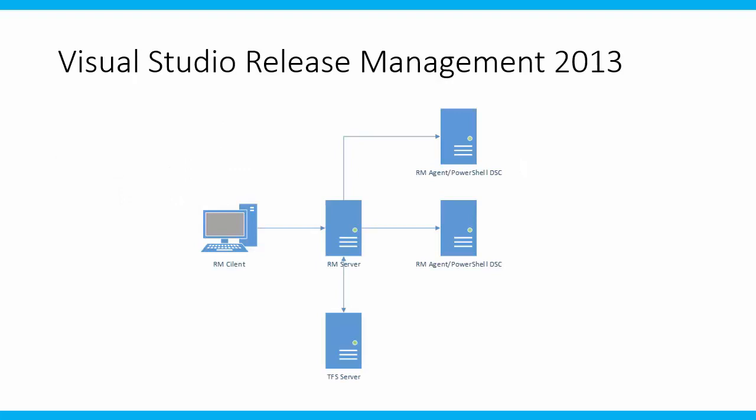How is that actually architected? So we have the client that is basically connected to the RM server. The RM server is in turn connected to RM agents. I only have two here, but you can have as many as you want. Or you can connect to a PowerShell DSC version, which is remote PowerShell, to run DSC, so desired state configuration scripts. The RM server in turn is connected to a TFS server in order to get the builds that it's going to deploy to those different environments.